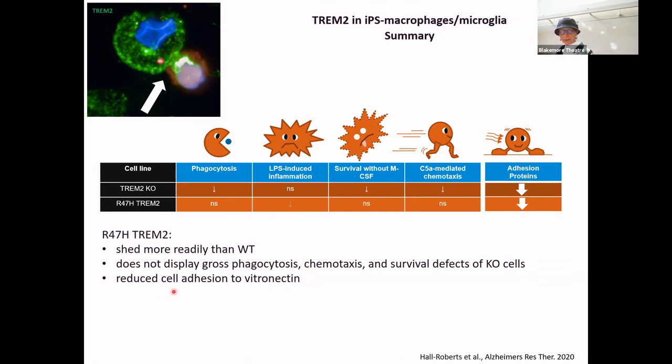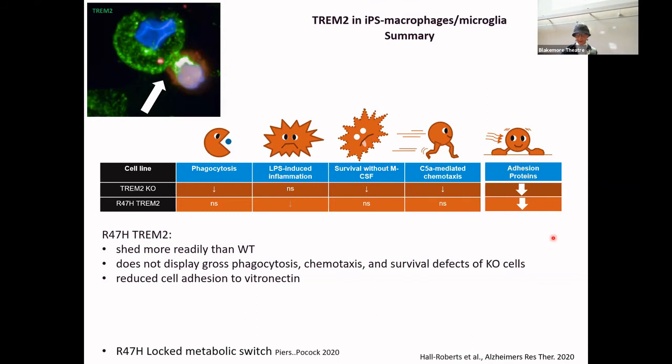We were able, from the transcriptomic results, to follow up some hits and show that indeed there were some phenotypic similarities between the knockout and the R47H in terms of adhesion proteins. So the cells cannot bind to their substrate quite as well, and this is going to affect how they're able to move around in the brain.